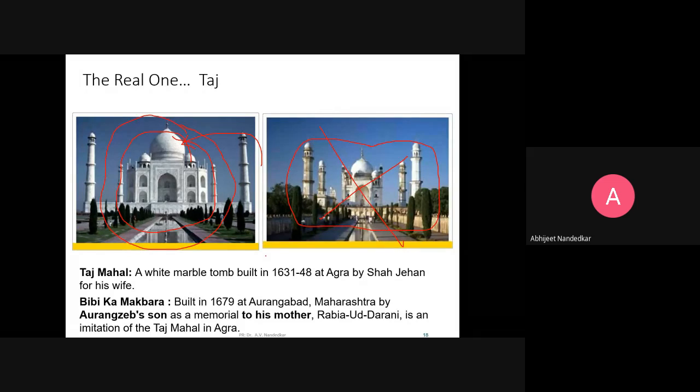So basically, if you see the history of Taj Mahal, it is a white marble tomb built in 1631 and 1648 in Agra, whereas Bibi ka Maqbara is in Aurangabad. Okay, you can visit and see. It's very similar to that, not exactly, but the size is small, as somebody said.